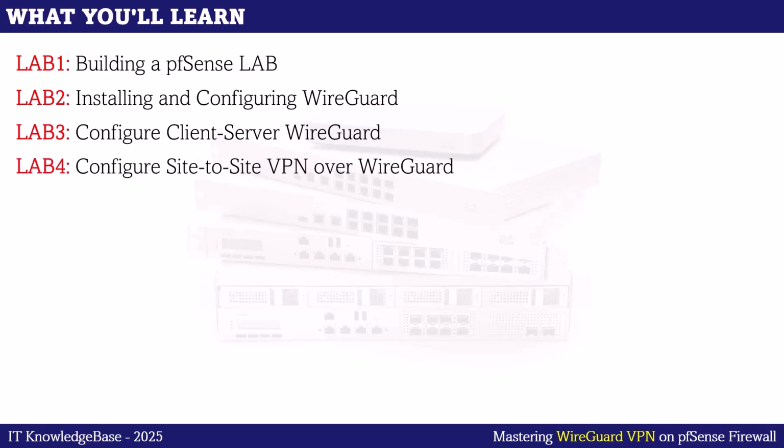And number 4 is configure site-to-site VPN over WireGuard. In this final lab, we'll tackle the advanced topic of configuring a site-to-site VPN over WireGuard. This powerful setup allows you to connect multiple networks securely, regardless of their geographical locations. You'll learn how to create and manage site-to-site connections, enabling seamless communication and data exchange between remote sites. This lab will equip you with the skills needed to deploy and troubleshoot site-to-site VPNs effectively.